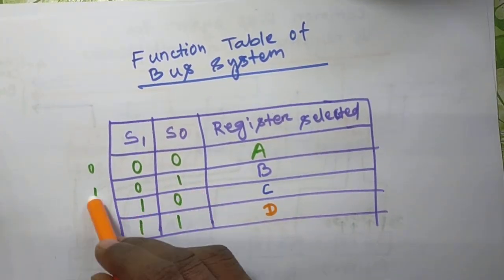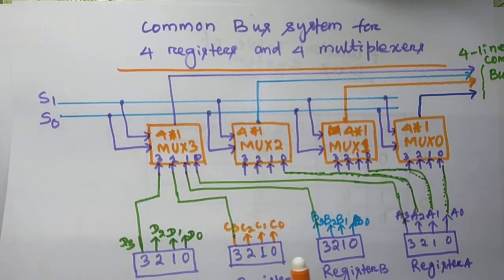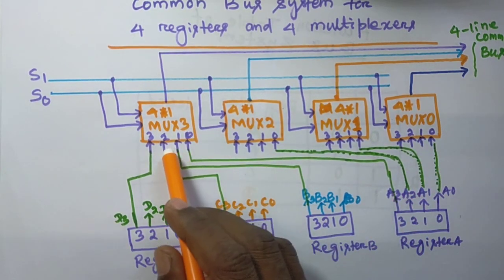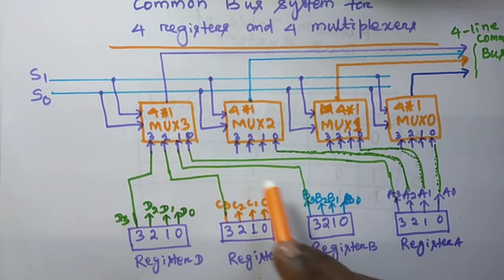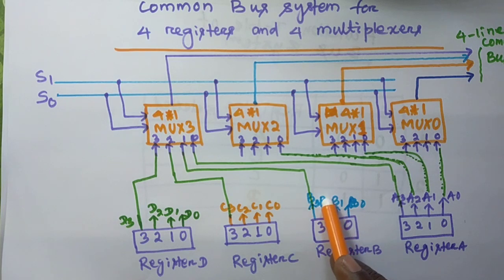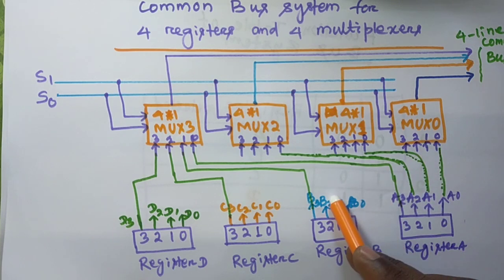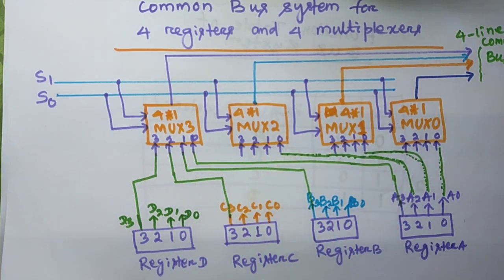Similarly, if we go through 0 1, 1 means one position. One position means the B register will be considered. Data from the B register will be considered. Here 1 1 means position 1. One position means B: B3, here 1 2 is B2, here 1 is B1, here 1 is B0. B0 1, B1 1, B2 1, B3 also 1. Very simple way it is mentioned.